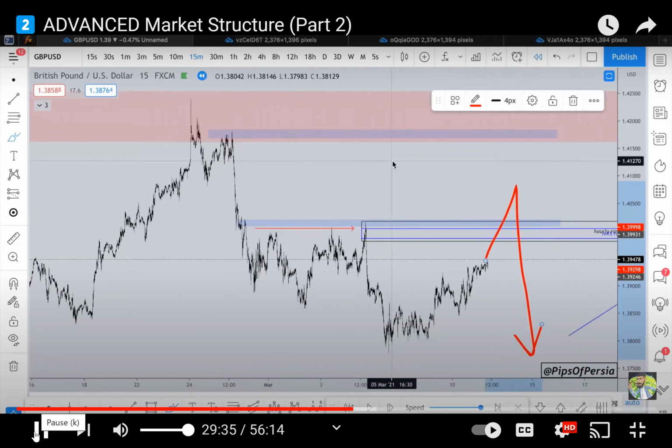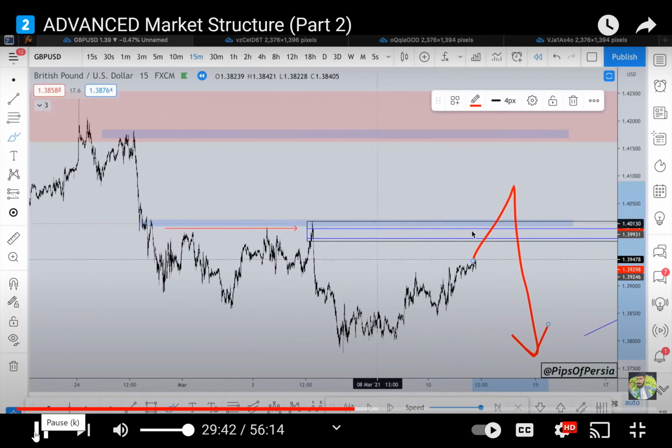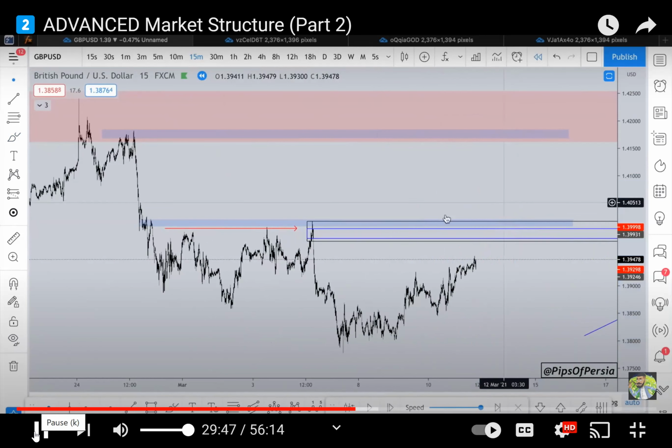So it might end up climbing a little bit higher to close this imbalance before the next leg down, if it is going to go down. But that was one of the more obvious scenarios that I was waiting for. In a way, for me to buy this, I would have needed to see a break of structure to the upside. If I didn't see that break of structure to the upside, there would have been no point me looking at buys, right? There's no reason for me to keep analyzing this over and over again.